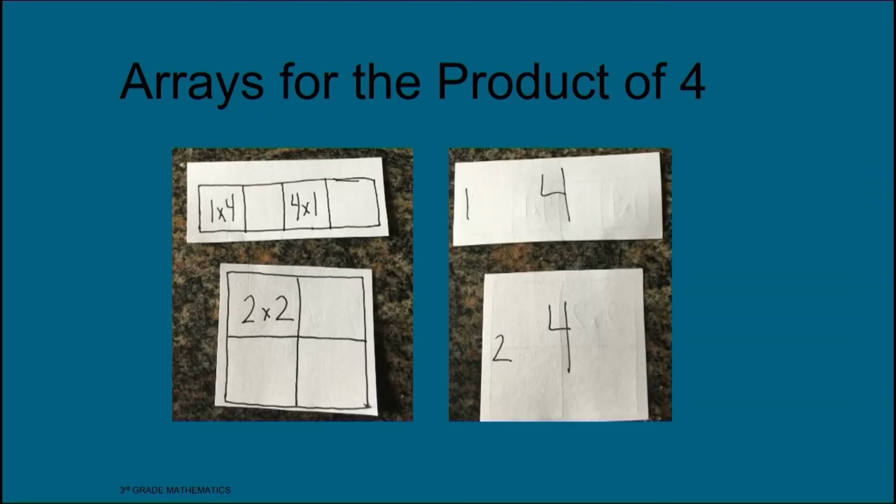So let's take a look at this array for the product of 4. For the product of 4, there are two different arrays. The first is a 1 by 4 or a 4 by 1, and the second is a 2 by 2 array. Your array should look similar to the one shown here.